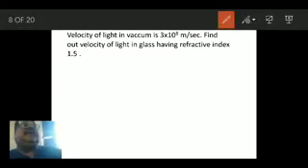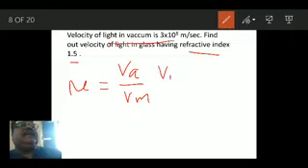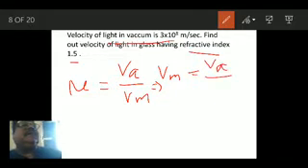Here the given data are velocity of light in vacuum is 3 into 10 to the power 8 meter per second, and the refractive index is given. We know the absolute refractive index mu equal to velocity of light in vacuum or in air divided by velocity of light in the medium. So from this equation we get velocity of light in the medium is equal to velocity of light in vacuum or in air divided by the refractive index.